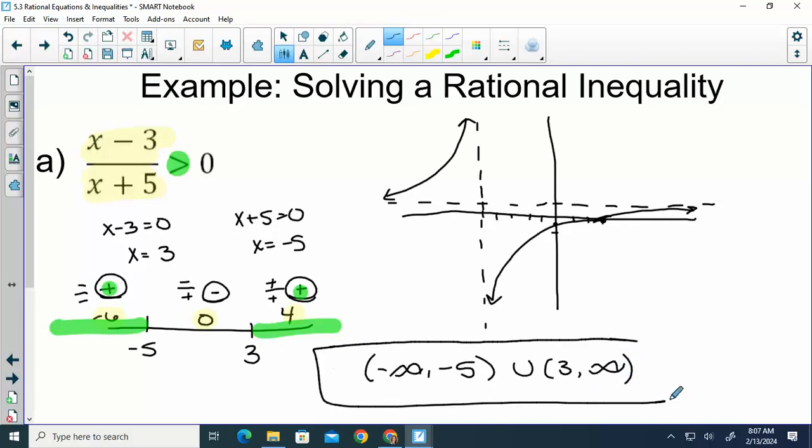So you have two options for these. You can either graph it, like we did the last chapter, or we make the sign line, realizing that the only places we can change from positive to negative are the vertical asymptotes and the x-intercepts. So when the top and bottom of our fraction are 0. Questions there?